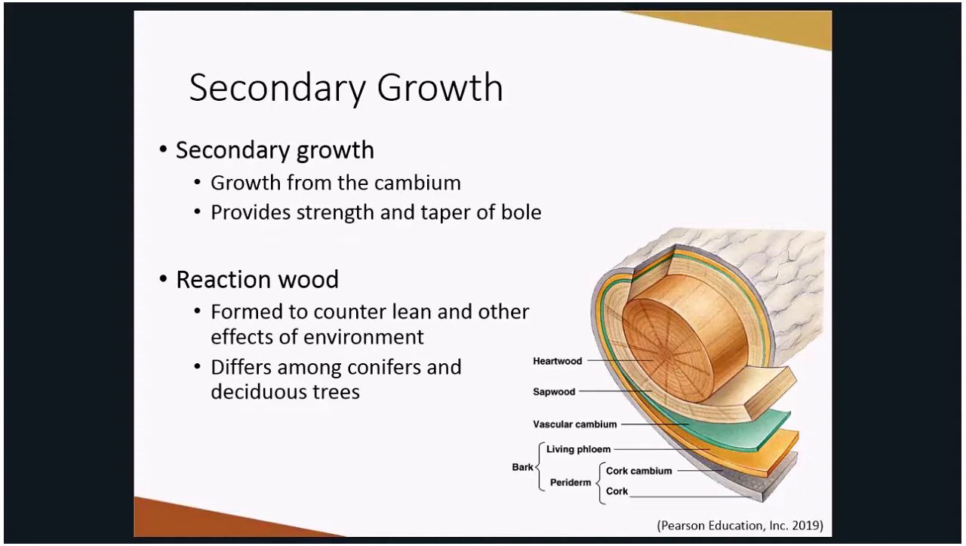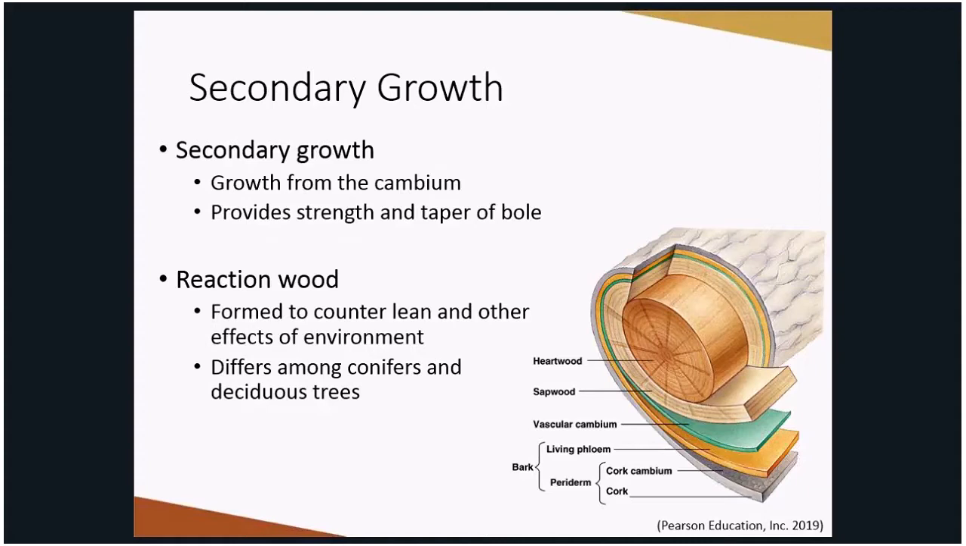Reaction wood is another type of secondary growth. This is wood that's formed in the trunk when the cambium is out of alignment a little bit. When a tree has to put a little more wood on one side to counterbalance its weight, that's what we call reaction wood. Another good example is when there's a wound or a lightning strike on a tree trunk, you see reaction wood form around that as a reaction to the wound.